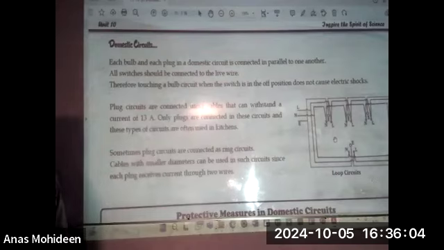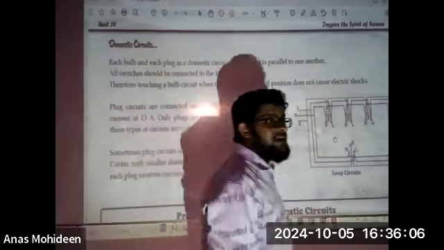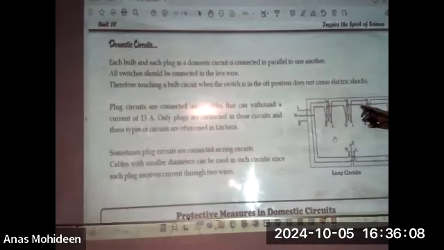And such circuits are also there. Listen, it is called a loop circuit. This is called a loop circuit. Ring circuits, like we are connecting a number of circuits as a ring. So this is called a loop circuit.